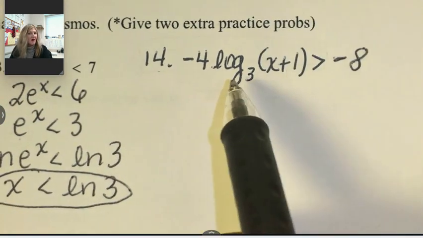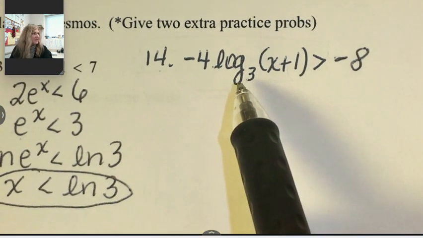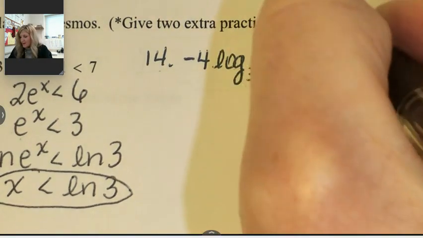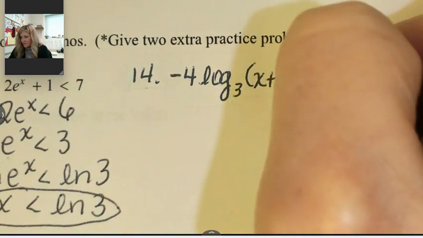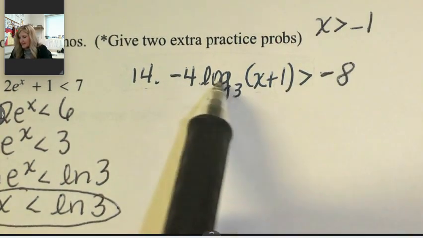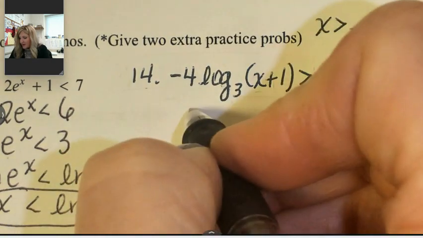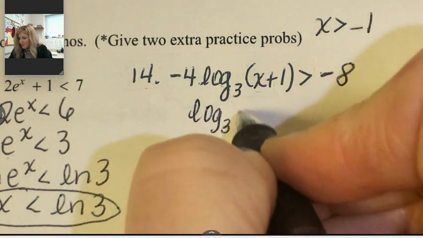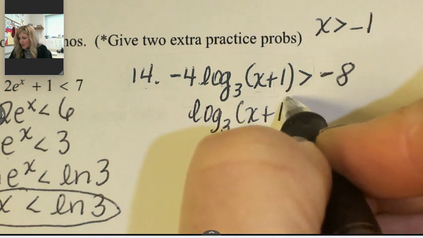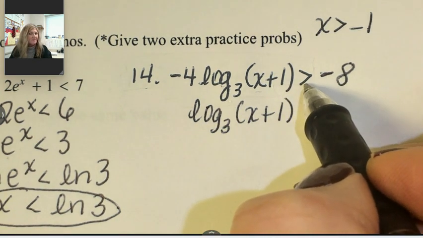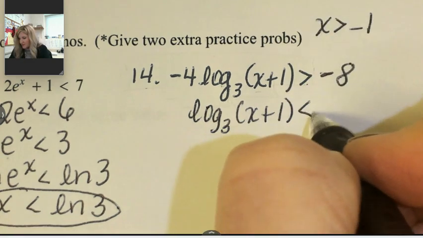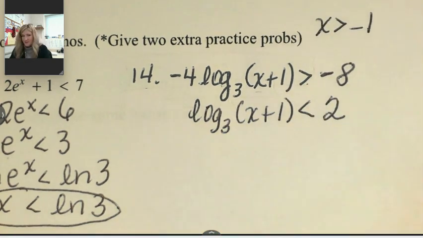All right. A log. Will I have to think about restrictions? In fact, what will x have to be greater than? -1. Good. So now I have to isolate my log. So I'm going to divide by -4. I have log base 3 of x plus 1. If I divide by a negative, what happens to the inequality? Flips. So this is going to have to be less than 2.